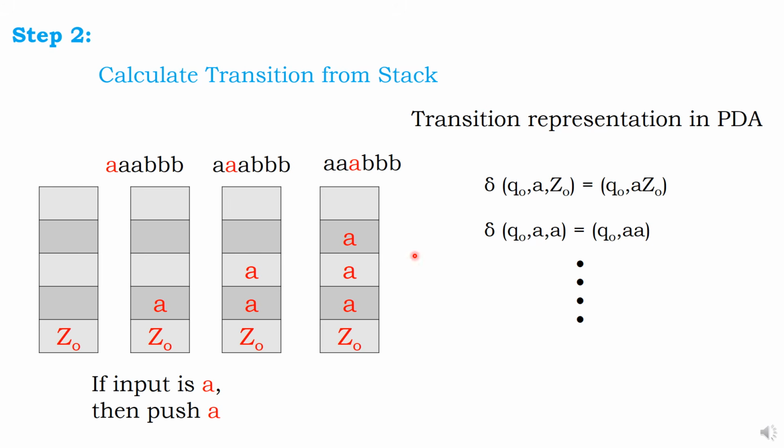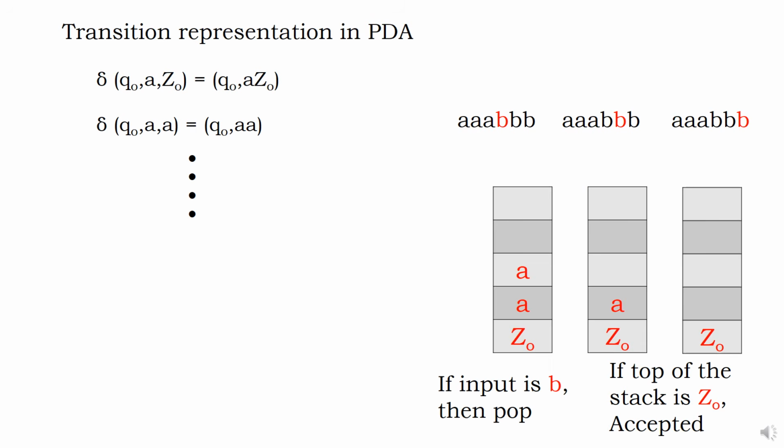Now dot dot dot, many A's are there, dot dot dot. Next B is coming, okay. Now what should I do? If B is there, pop A, that is, the number of A's will be reduced. Now when B is there, if the top of the stack is A, pop.